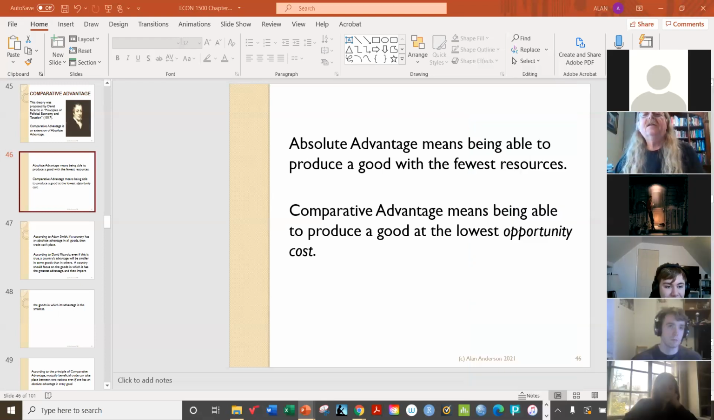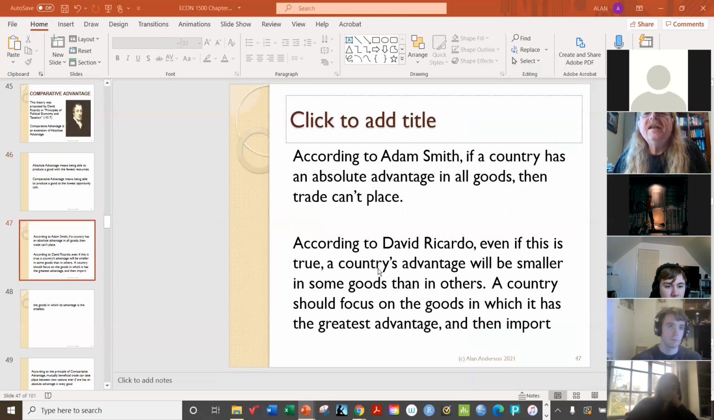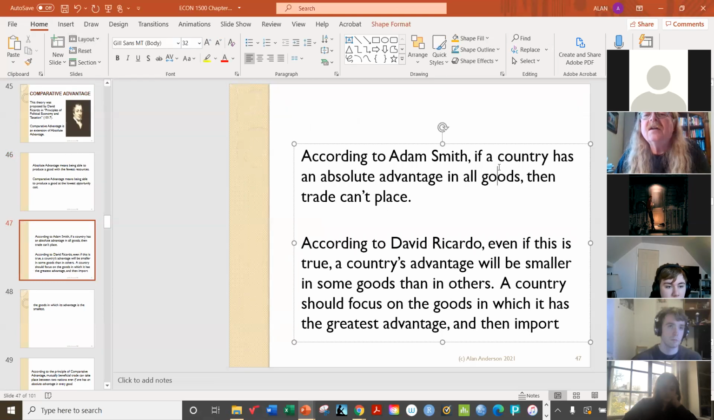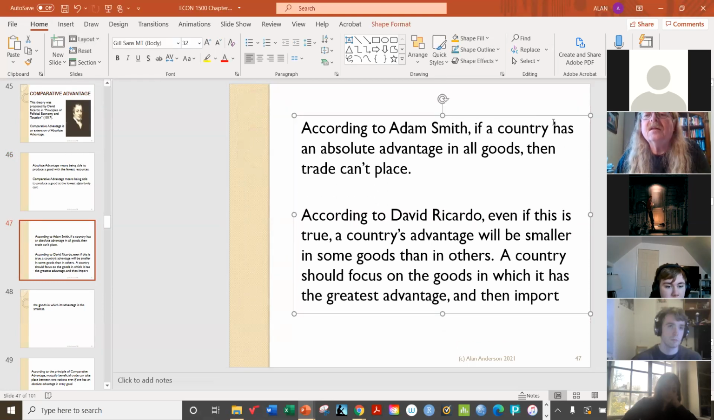So, again, comparative advantage means being able to produce a good at the lowest opportunity cost. Adam Smith would have said that countries can only trade if they have an absolute advantage. Ricardo said, no, there's always room for trade, because no matter how good you are at producing products, your advantage is not the same in every product.